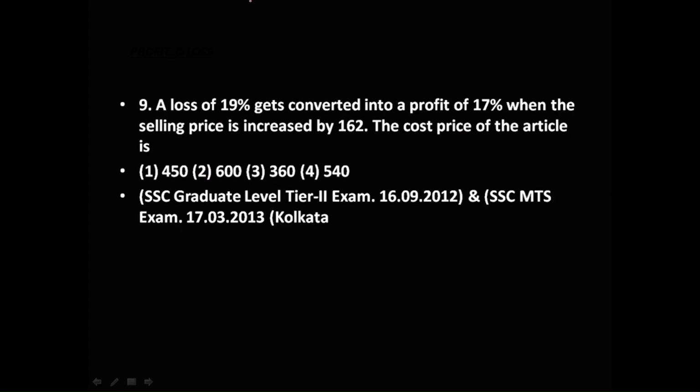A loss of 19% is given, whereas a profit of 17% is given, and the selling price is increased by 162. Find the cost price of the article. So what's the difference between this loss and profit? 19 and 17. This is plus because it's profit, and this is minus because it's loss. So the difference is 36, right? In the question, the amount is increased by 162, means this 162 is equivalent to this 36.